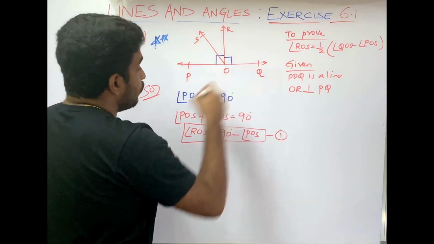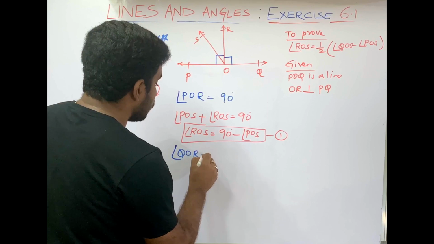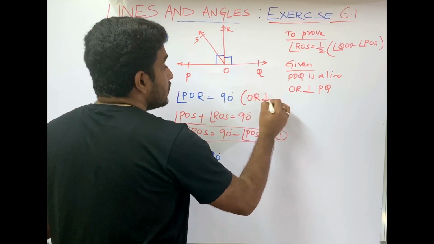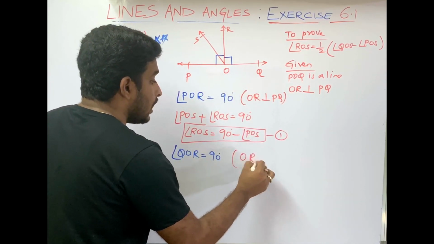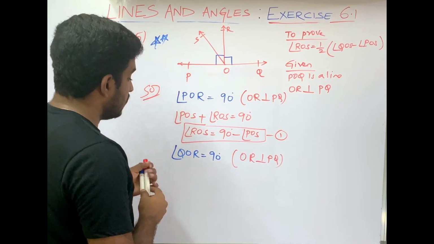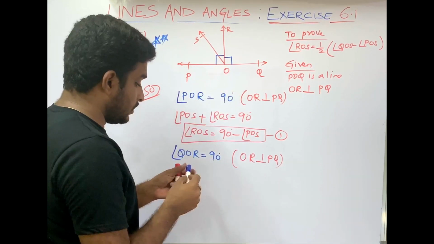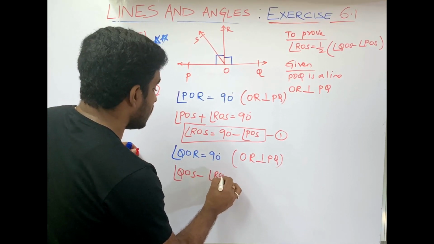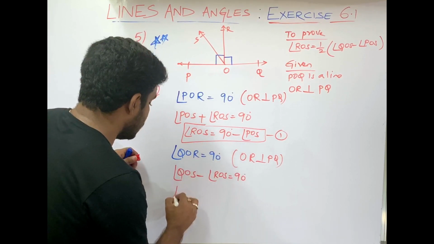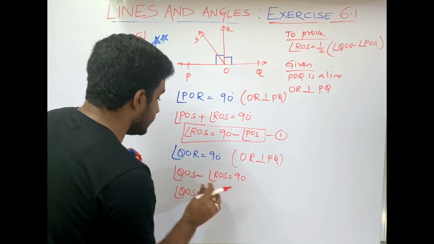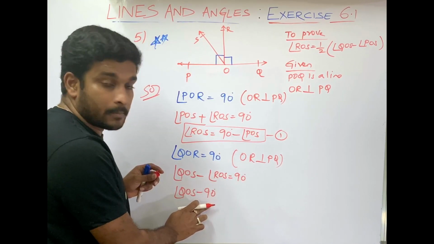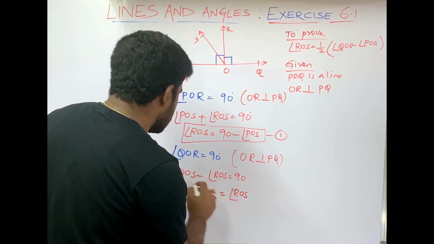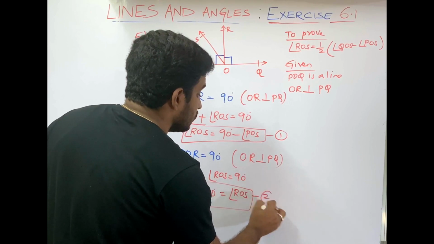Now coming to angle QOR. Angle QOR equal to 90 degrees. See, why angle QOR equal to 90 degrees? Because OR is perpendicular to PQ. Angle QOR I have to write in terms of ROS. That is angle QOS minus angle ROS equal to 90 degrees. That is angle QOS minus 90 degrees. When this comes to left hand side, it will become minus. When this minus angle ROS goes to the right hand side, it will become plus. That is angle ROS. This will be equation 2.